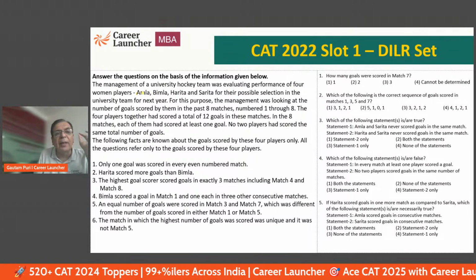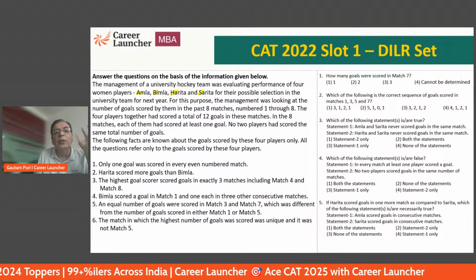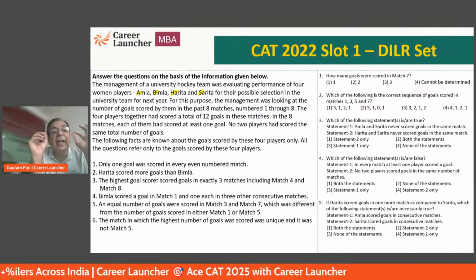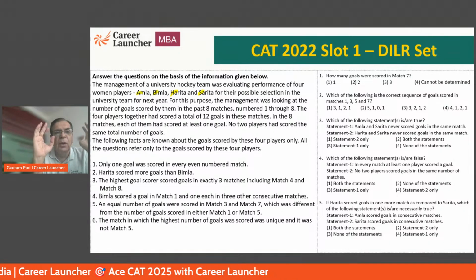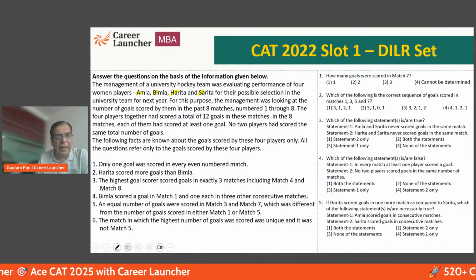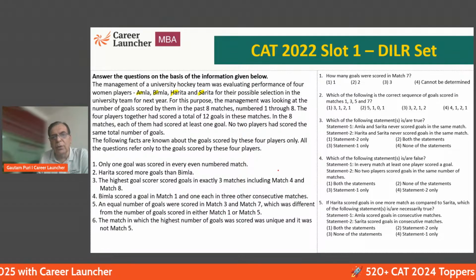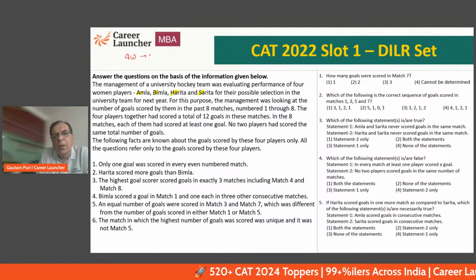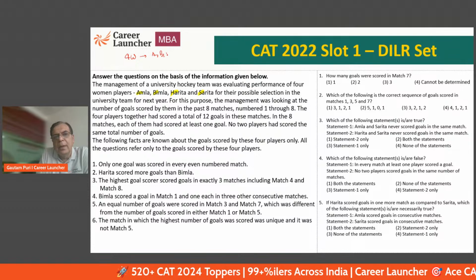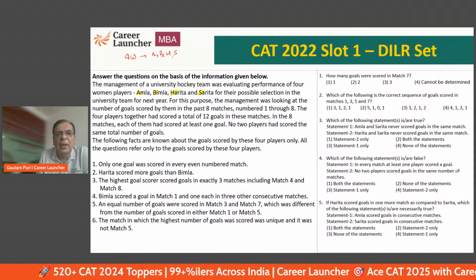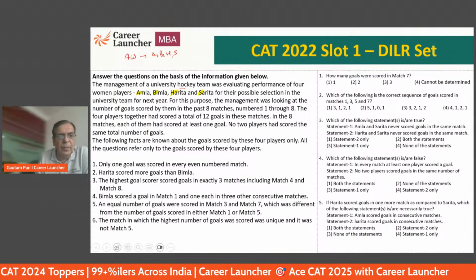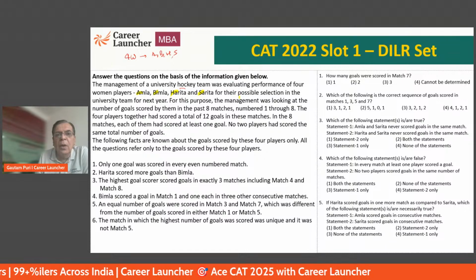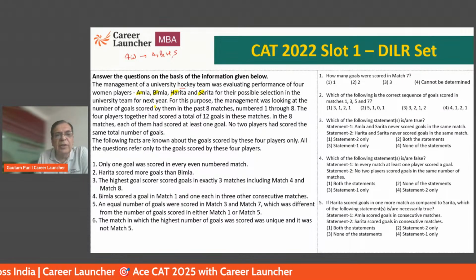4 women players A, B, H, and S. What am I doing? I'm deciphering the information from the case. So there are 4 women players. Let me write it down for myself. These are 4 women players A, B, H, and S in a hockey team, for their possible selection in the university team for next year.